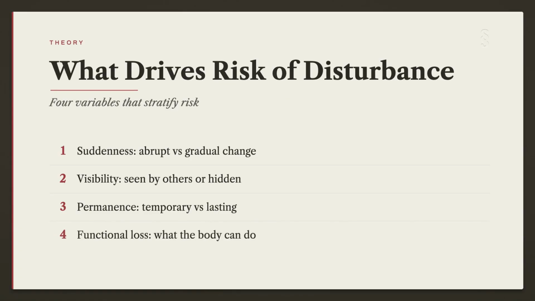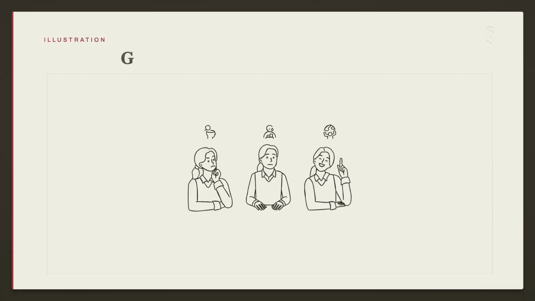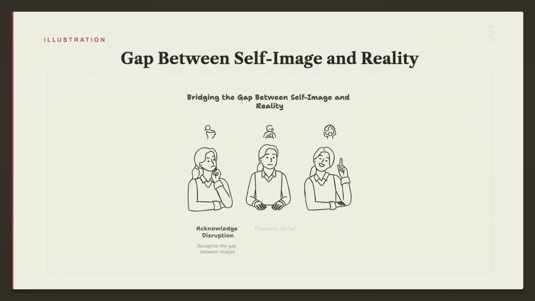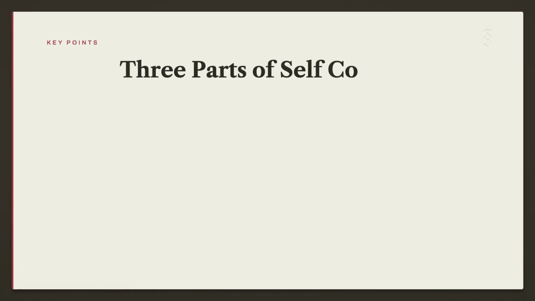Meaning is also personal, so the same injury affects different people differently. When illness or injury changes the body abruptly, the internal picture and the new physical reality separate. That gap produces genuine grief, moving through shock, denial, anger, and eventual reorganization, not something resolved by simple reassurance.